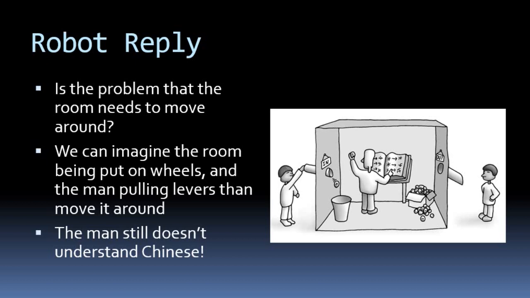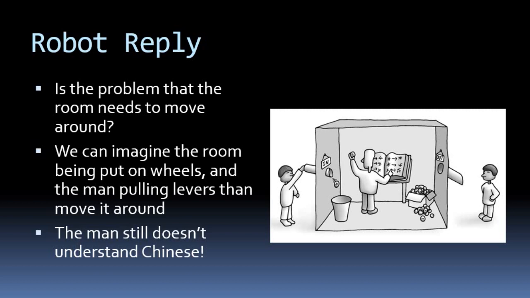Another way of enhancing that intuition, or replying to it, is maybe the room needs to move around. So we can imagine the room on wheels and the man pulling levers to make it zoom around. So now it's like in a robot, and it's interacting with the world. We'll give it little mechanical arms to move objects and deal with things. It still doesn't look like it's understanding.